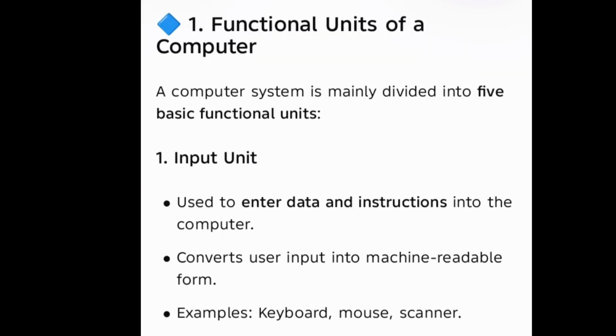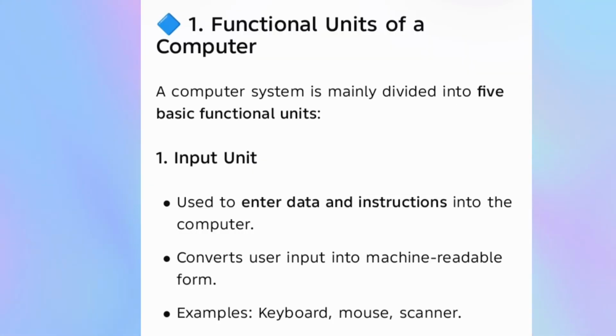Today we are going to discuss the units of computer organization. A computer system is mainly divided into five basic functional units. First one is the input unit, used to enter the data and instructions into the computer. It converts the user input into machine readable form.